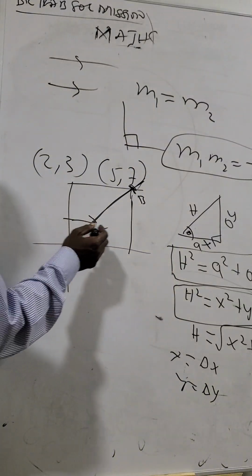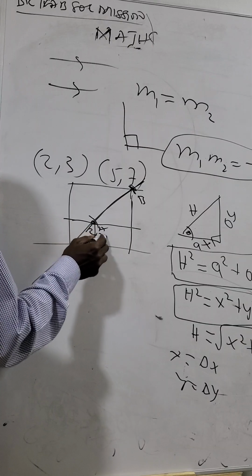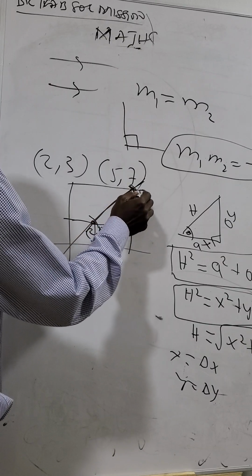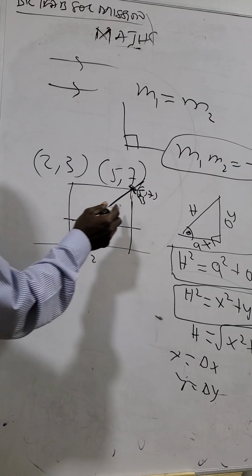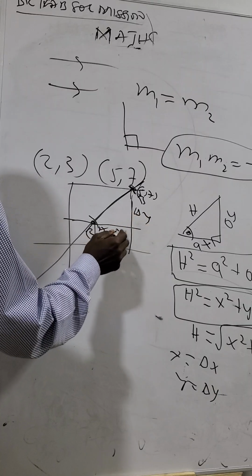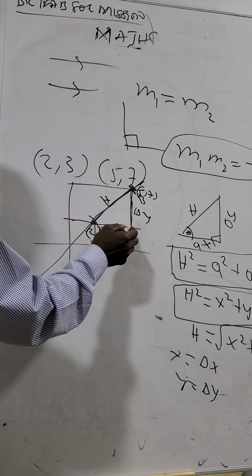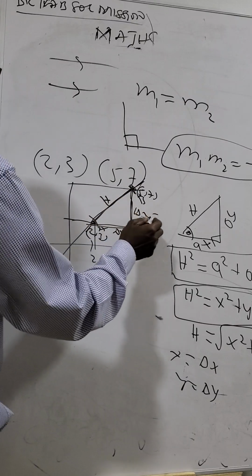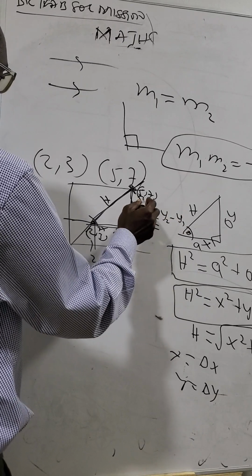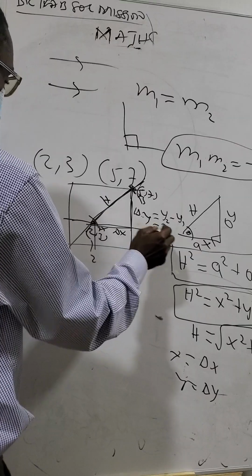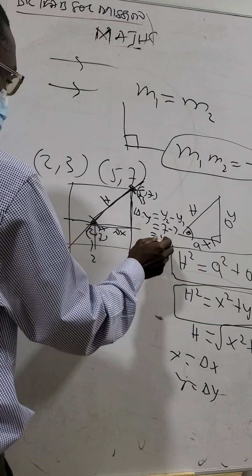Okay, so the coordinate for this one is 2, 3. The coordinate for this one is 5, 7. When we are asked to find the length of this line, all we need is the change in y and the change in x, and this is the hypotenuse. The change in y is equal to y2 minus y1, which is 7 minus 3, and that gives us 4.